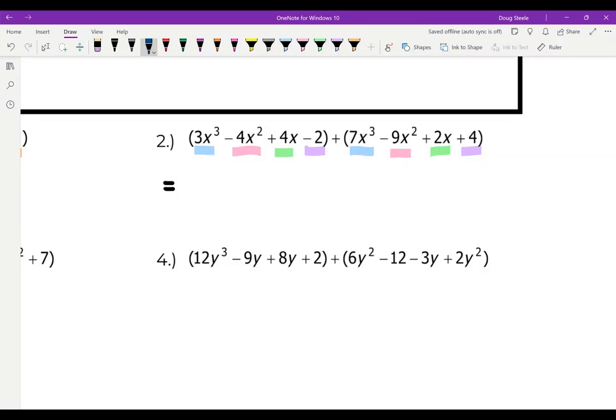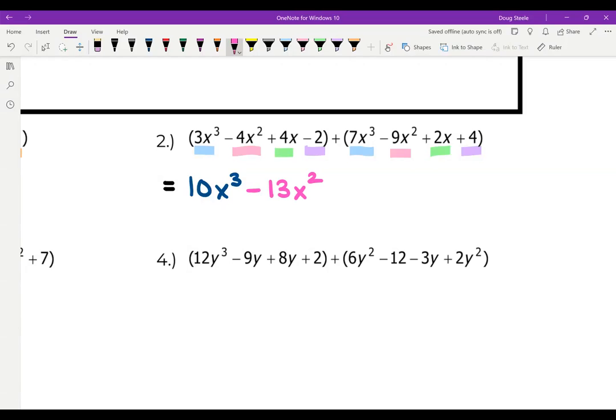So I have 3x to the power 3 plus 7x to the power 3, so that gives us 10 x to the power 3. I have minus 4x to the power 2 plus a negative 9x to the power 2. So those are both, I'm adding 2 negatives. So that gives me negative 13x squared.